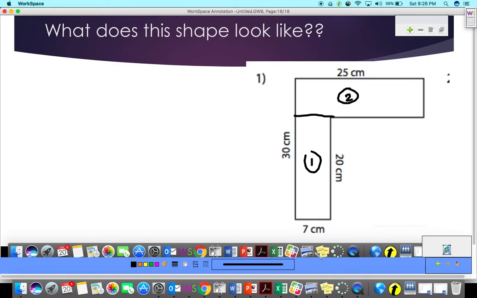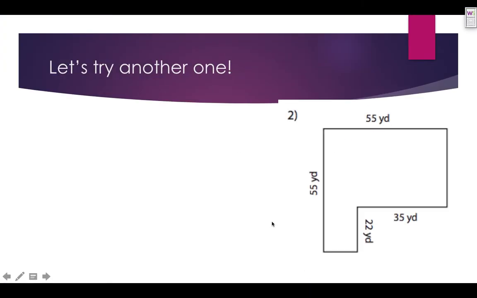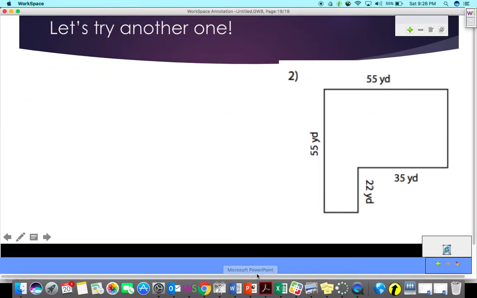Now, some of you might be thinking, well, can I split it the other way? Yes, you can, and we'll show an example later on where we do it both ways. Let's try this one. This one looks a little bit different. Think to yourself, how are you going to split this shape up into two other shapes?